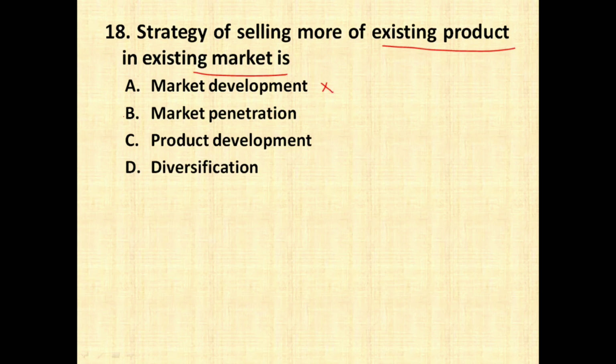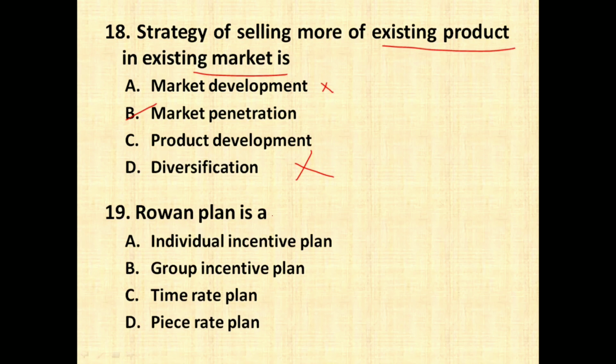Strategy of selling more of existing product in existing market is called as market development, no. Market penetration, yes, and remaining options are also wrong. So right answer is going to be option number B, that is market penetration. Rowan plan is individual incentive plan, group incentive plan, time rate plan, piece rate plan. So right option is option number A, it is an individual incentive plan.